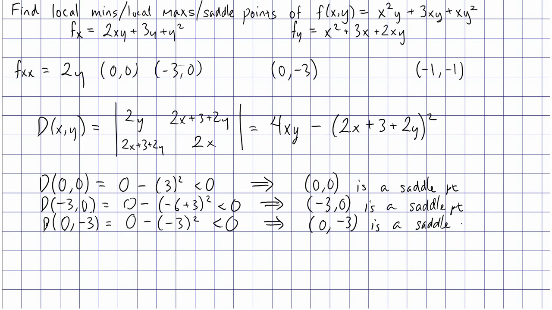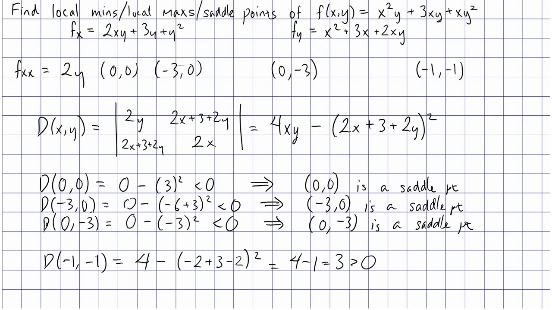Does something interesting happen in the last case? It sure does. Let's compute d of negative 1, negative 1. And when you do that, I got 4 minus negative 2 plus 3 minus 2 quantity squared, or 4 minus 1. Hey, that's 3, that's positive, meaning that negative 1, negative 1 is either a local min or a local max.